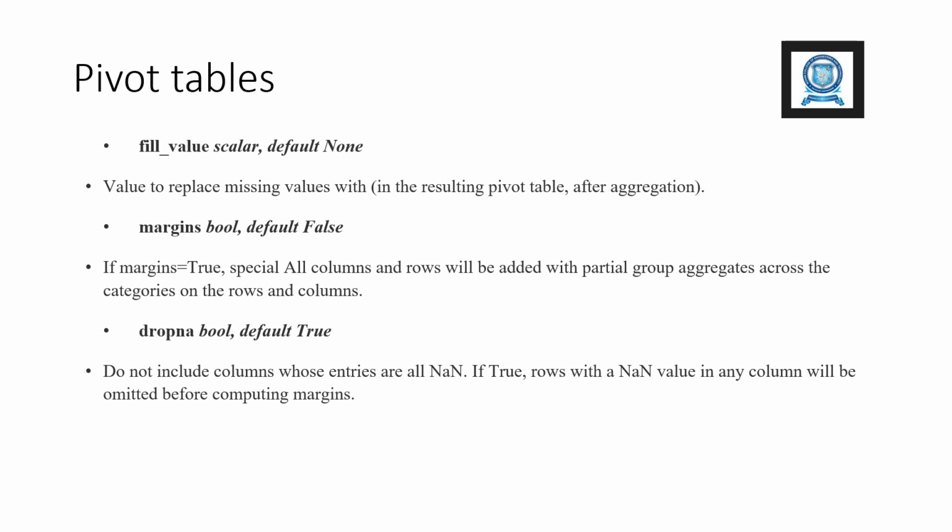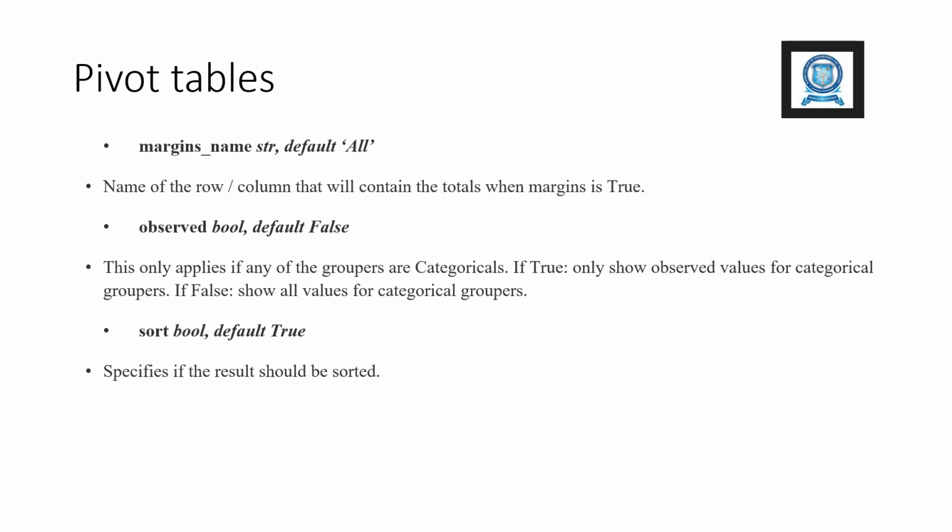Next one is dropna. It is of type bool. Default value is true. Do not include columns whose entries are all NaN. If true, rows with NaN value in any column will be omitted before computing margins. Next one, margins_name, str, default All. Name of the row or column that will contain the totals when margins is true.